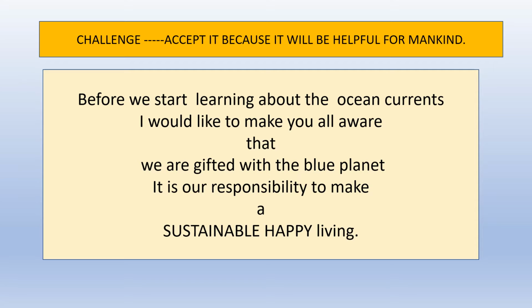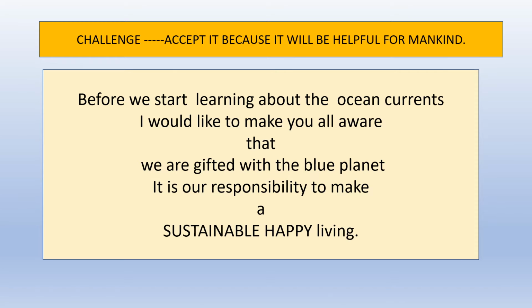Before starting to learn about ocean currents, I would like to make you all aware that we are gifted with the blue planet. It is our responsibility to make a sustainable, happy living. This will only be possible once you accept the challenge, and it will be helpful for you and me and for mankind.